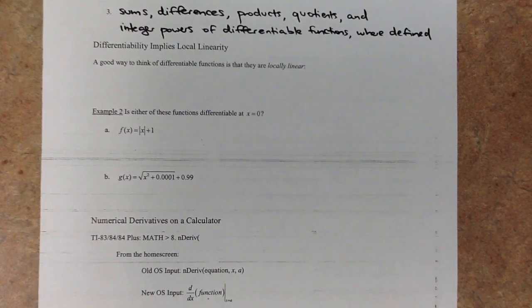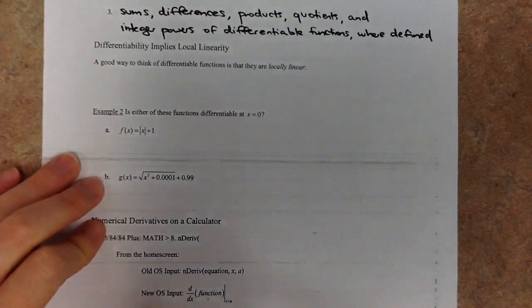All right, differentiability implies local linearity. So local linearity basically means, if you think of what the word linear means, it's a line. Any linear function is a line. And so linearity is basically taking on the behavior of a line. Locally means just on a very small little zoomed in area of the graph. So this is a good way to think of differentiable functions, that they are locally linear.